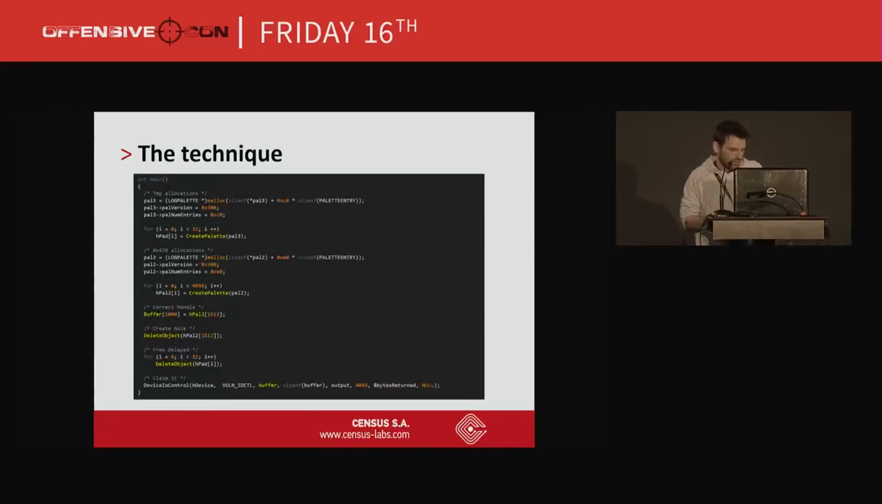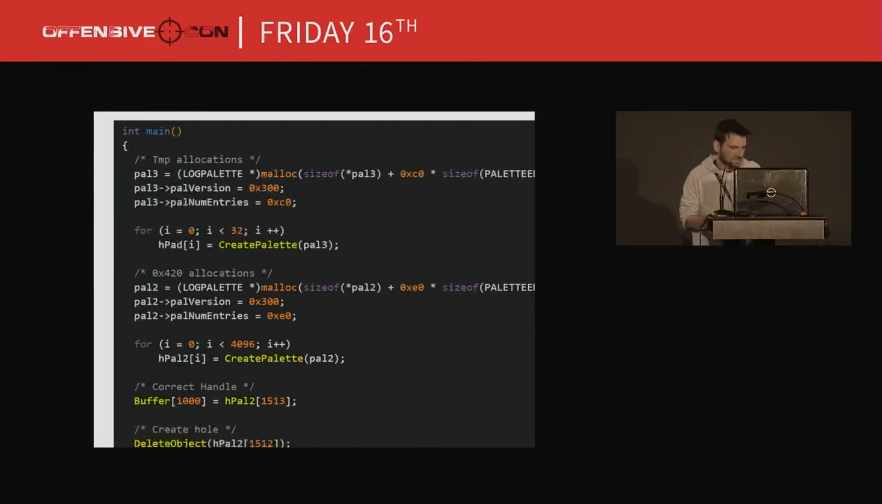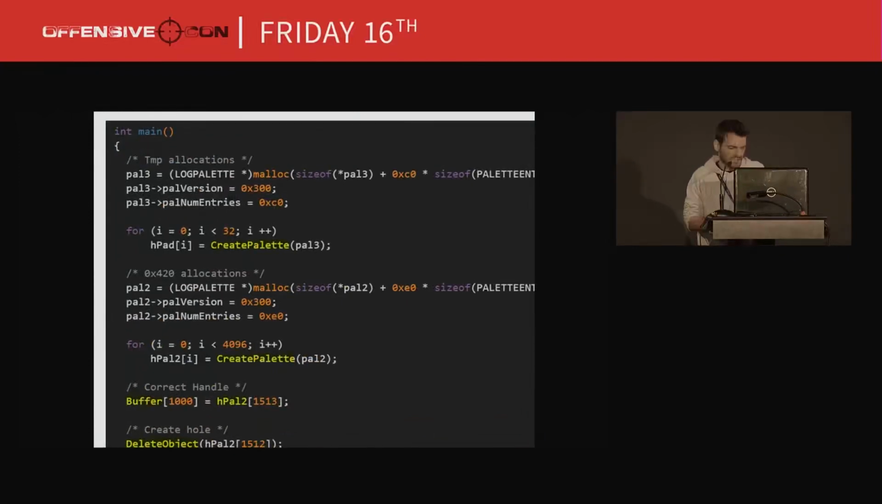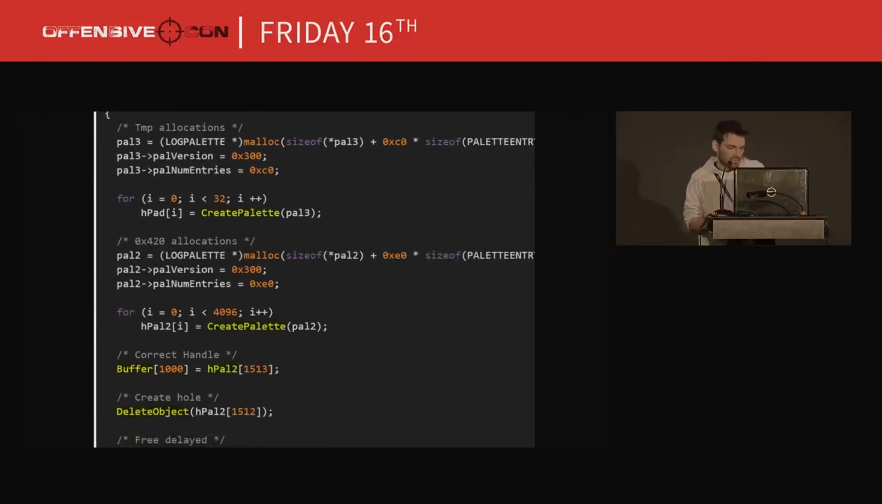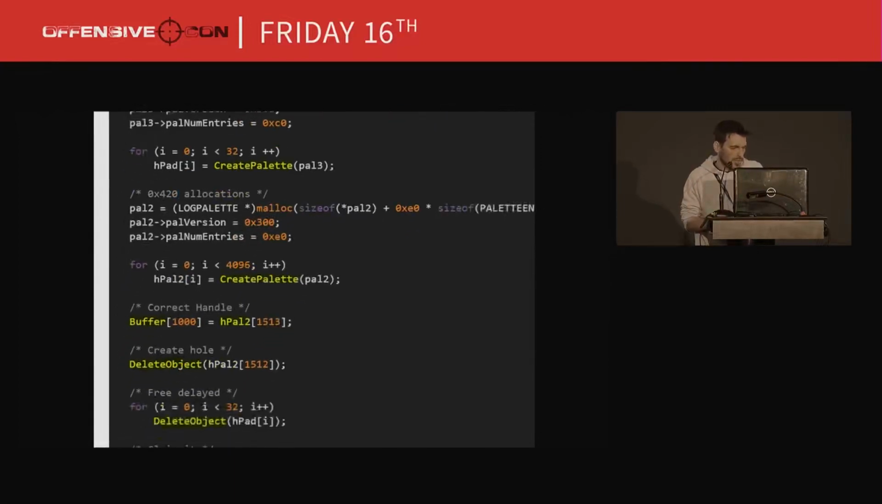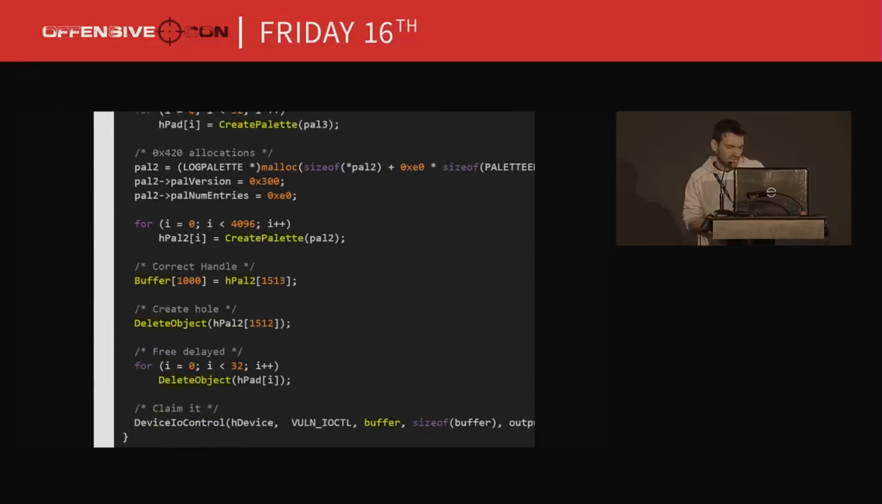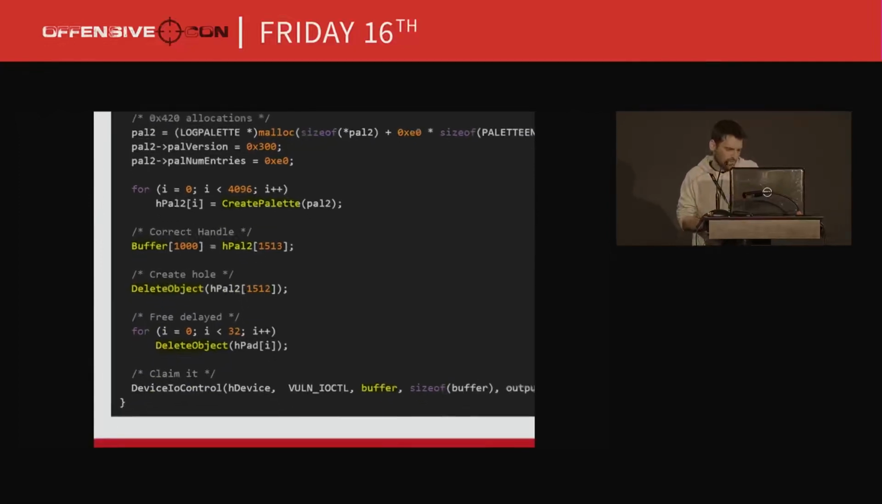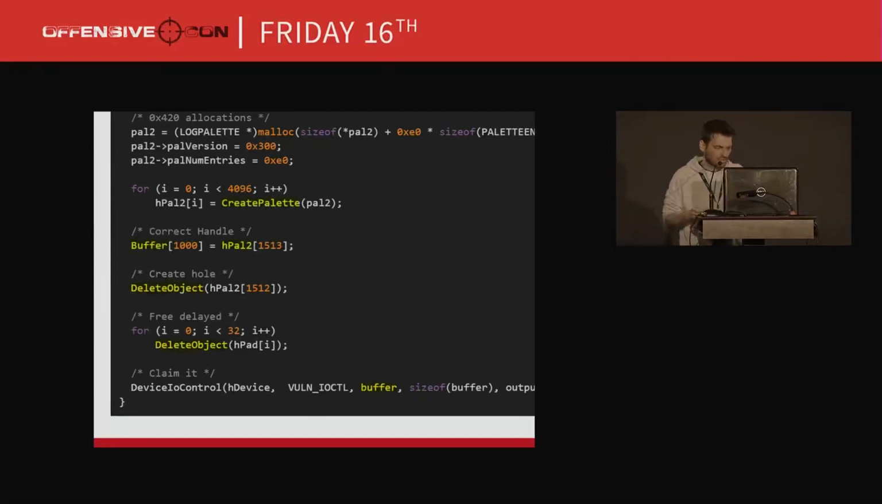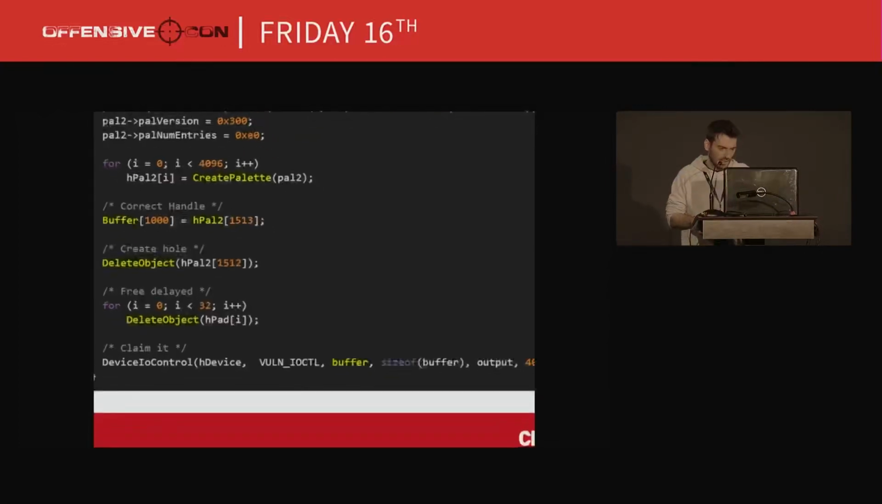And here is the pseudocode of the technique. So as I said earlier, first we allocate 32 palettes of a different size than the one we are interested to overflow. Then we are spraying palettes without creating any holes of the size that we are interested in. Then in our IOCTL input buffer, we set the handle of the next palette in the heap. Then we delete the previous palette, so we free that space. Then we free the other 32 palettes of the different size. And by calling the IOCTL, we are actually going to overwrite the next palette with a valid handle.